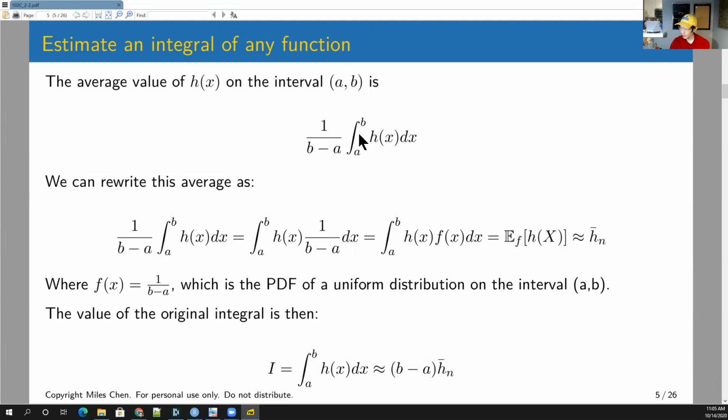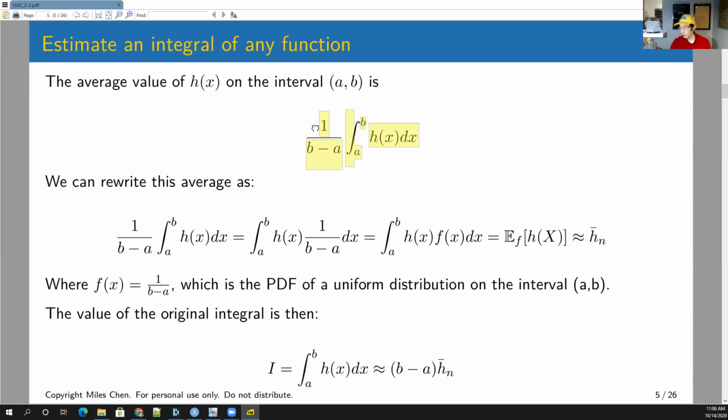So what we can do is take advantage of this fact. If you ask what's the average value of the function on some interval, the average value of the function is equal to the integral divided by the width of the interval. This is the integral that we want to know. If we take that integral and divide by the width of the interval, b minus a, that gives us the average value of the function h of x on that interval.